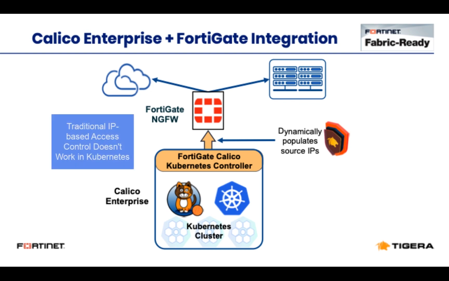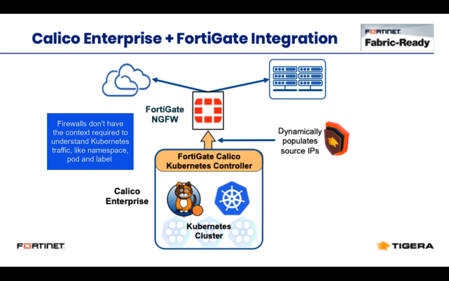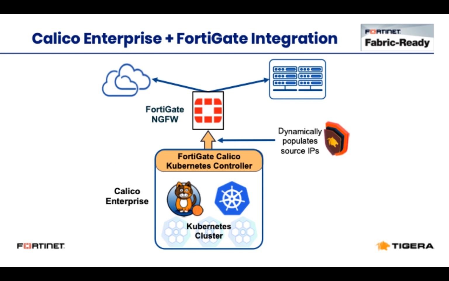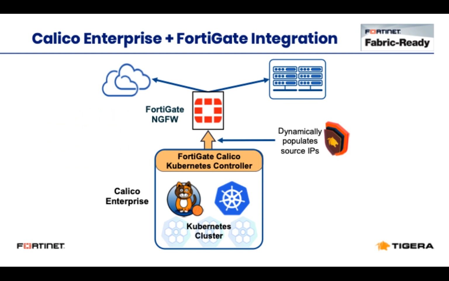Traditional IP-based access control doesn't work in Kubernetes, where workloads are ephemeral, typically stateless, and use short-term IP addresses. Firewalls don't have the context required to understand Kubernetes traffic, like namespace, pod, and labels. This makes it nearly impossible to troubleshoot networking issues, perform forensic analysis, or report on security controls for compliance.